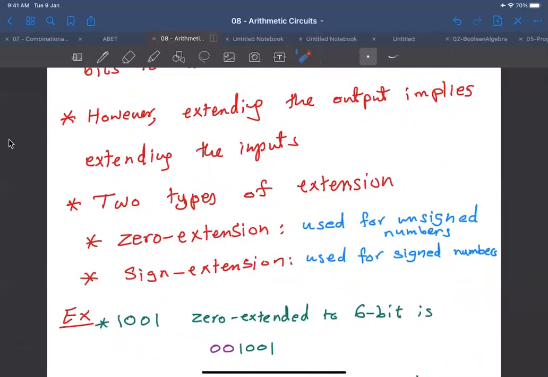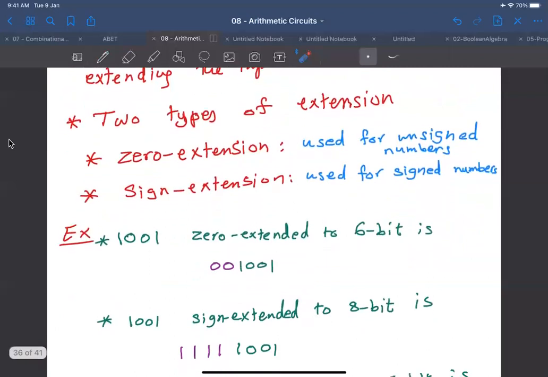So here is an example. If you have 1001, which is zero extended to 6-bit, the number is already 4-bit. We'd like to extend it to 6-bit, and we assume that the number is unsigned. So we have to zero extend it in this case by adding 2 zeros to the left. So this is a zero extension to 6 bits.